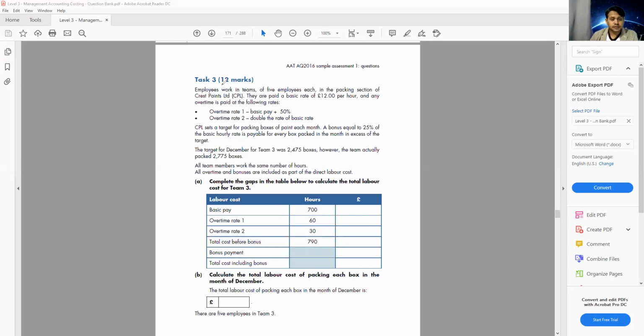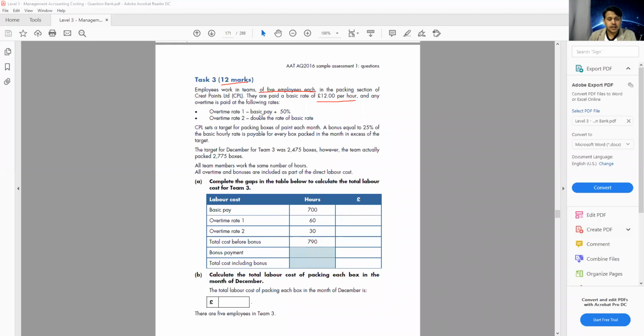That's a 12-month question. Employees work in teams of 5 employees, so 5 employees in one team, in the packing section of Eastman Limited. They are paid the basic rate £12 per hour. If they work 1 hour, they receive £12. And any overtime is paid at the following rate: overtime rate 1 and overtime rate 2.